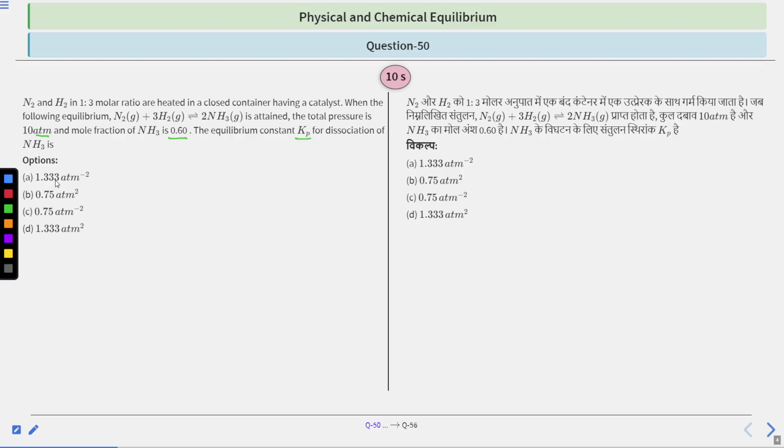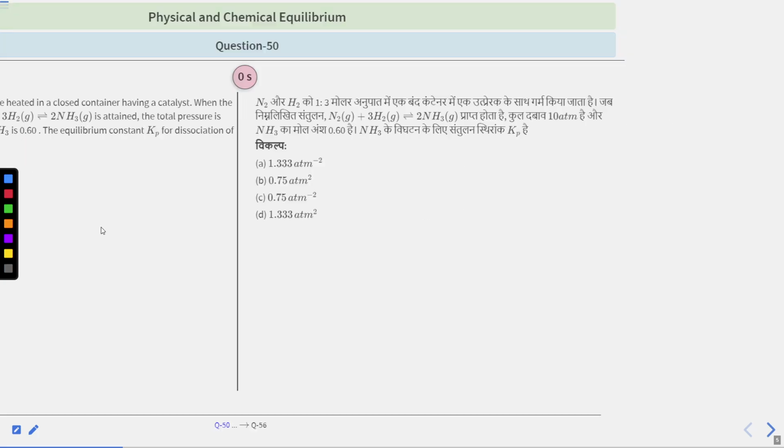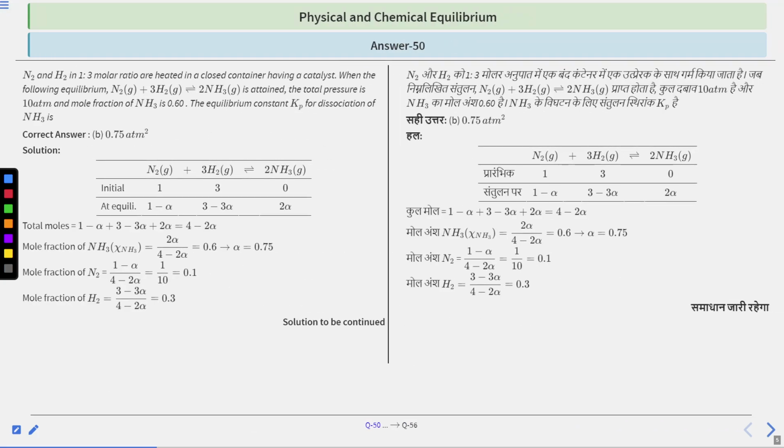Options are 1.333 per atmosphere square, 0.75 atmosphere square, 0.75 per atmosphere square or 1.333 atmosphere square. You have 10 seconds to solve this question. After that, we will see the answer. Okay, so the correct answer is option B.